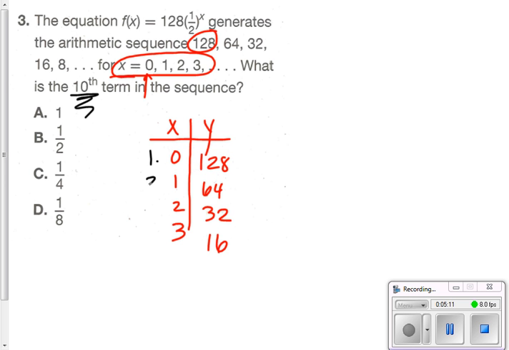Now we have to find the 10th term in the sequence. Well, here's the first term, second term, third term, fourth term. We need to find the 10th term. So the first term you would put in 0 for x, the second term 1 for x, the third term 2 for x, the fourth term 3 for x. So everything is increasing by 1 there. So the 10th term we would put in 9 for x. When I put in 9 for x, remember I would have to put it in up here. So I'd have 1/2 to the 9th power. Take care of your exponents first. Multiply by 128, and your answer is C, 1/4. This will conclude 8215 geometric sequence.